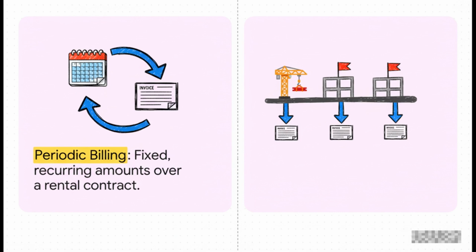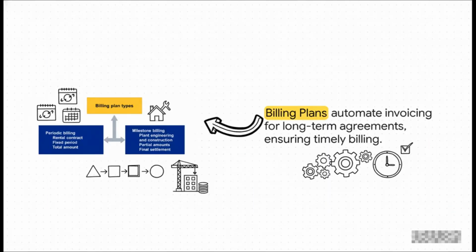Then you have milestone billing. This is for projects. You actually link payments to the completion of specific stages, like Phase 1 complete or foundation poured. You only bill when a real-world milestone is actually achieved. And that's the real power here. Billing plans completely automate these long-term agreements. They make sure you're billing your customers accurately and on time without any manual intervention. It's a total game changer for any business with recurring revenue or long-term projects.